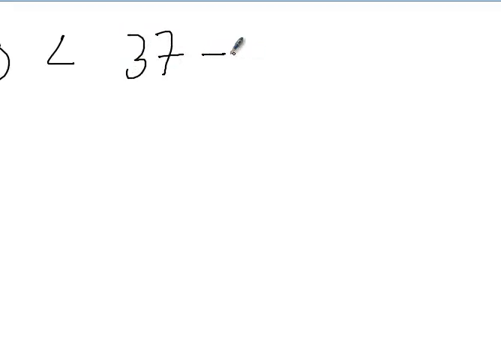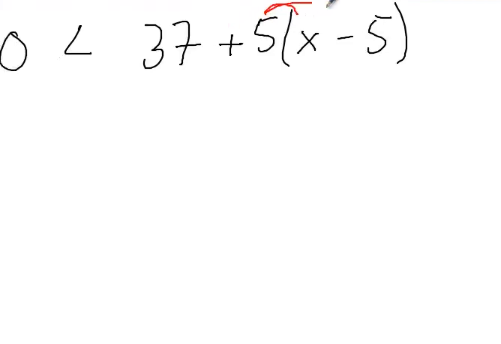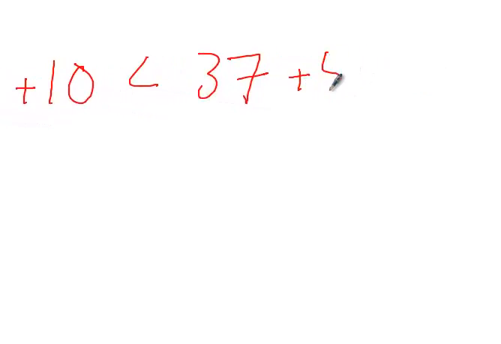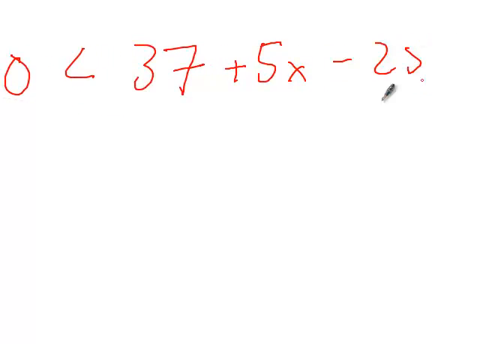We're going to have 12x plus 10 is, I don't know, less than 37 plus 5 times x minus 5. All right, again, we must simplify this. The left side is simplified, the right side is not. So the first thing we're going to do, distribute the 5. So we have 12x plus 10 is less than 37 plus 5x minus 25.